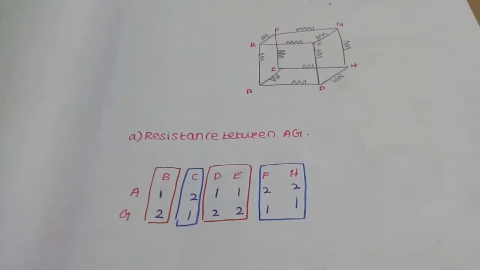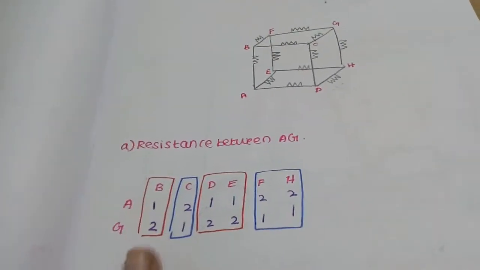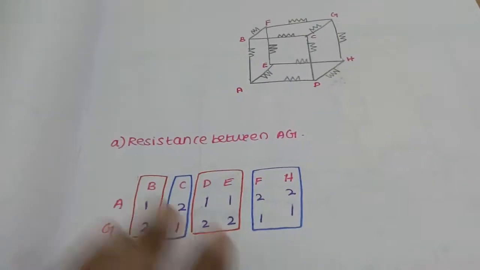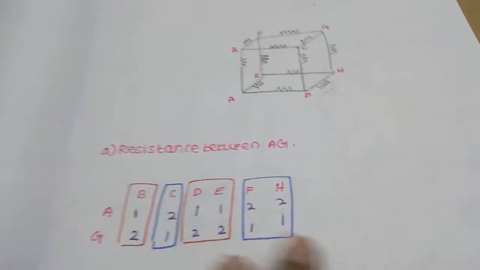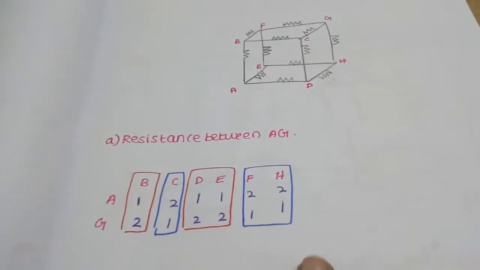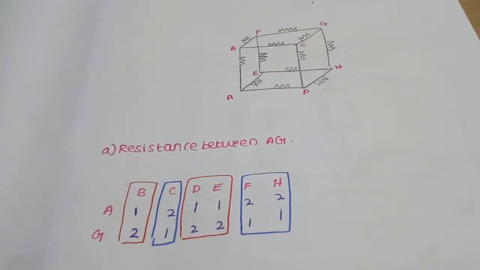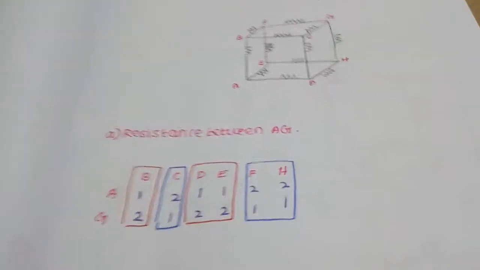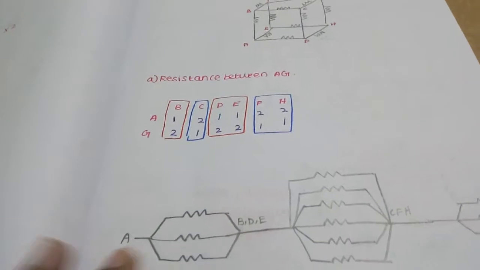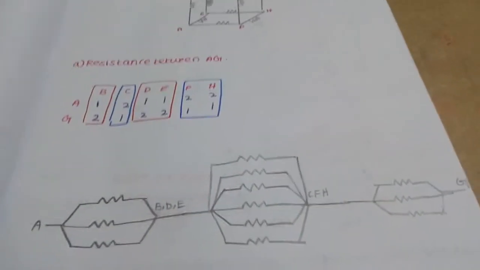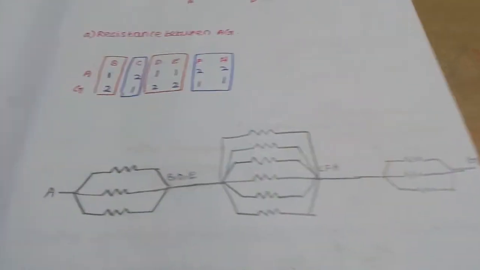Then you should see which of them are in symmetry. You may see that B, D, E are in symmetry, then C, F, H are in symmetry. So you should put 4 points in the diagram which are in a straight line: A, B, D, E, C, F, H, and finally G. A and G should be last, because you are finding between A and G only.